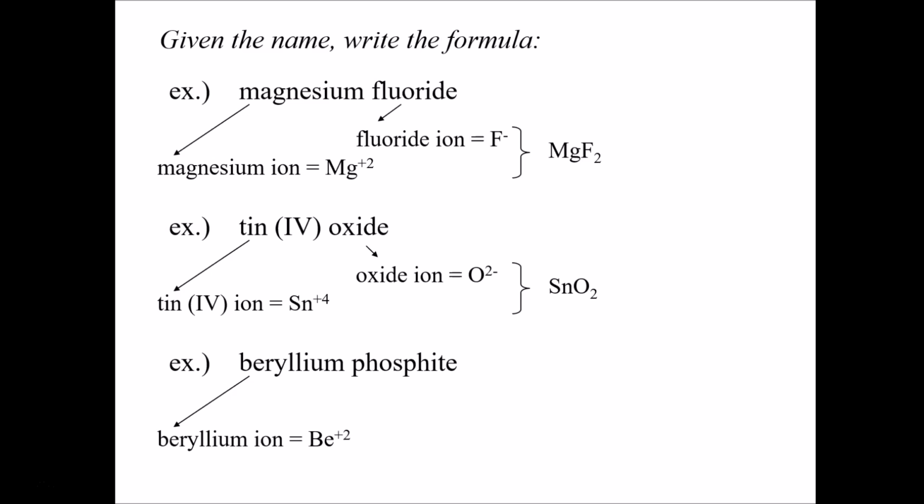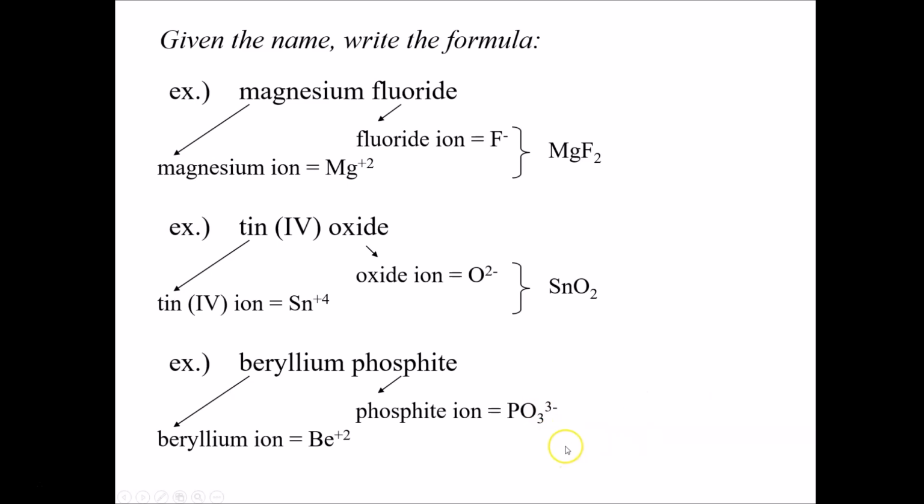Phosphite. That's not phosphide, it's not phosphate, it's phosphite. So you have to look that one up. Anytime it ends with ate or ite, that means it's a polyatomic anion. You have to look it up on your ions list. So phosphite is on your ions list, and it's PO3 with a -3 charge.